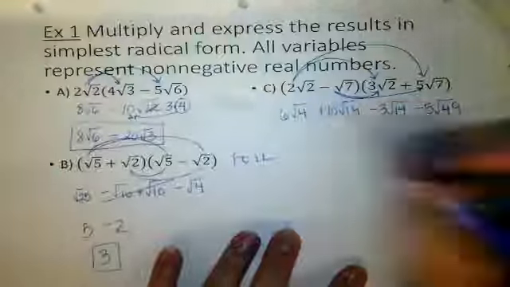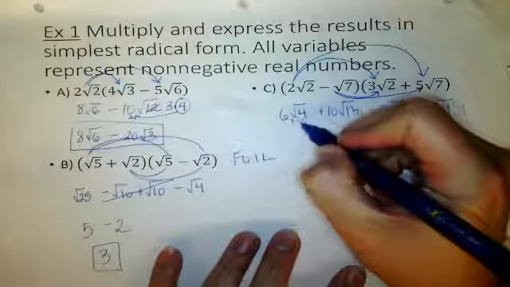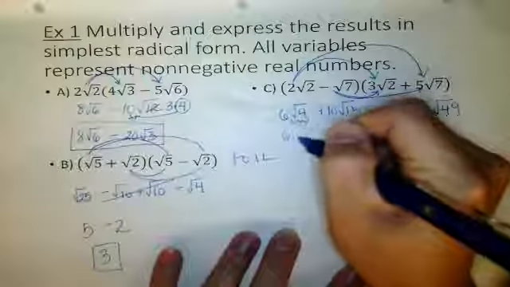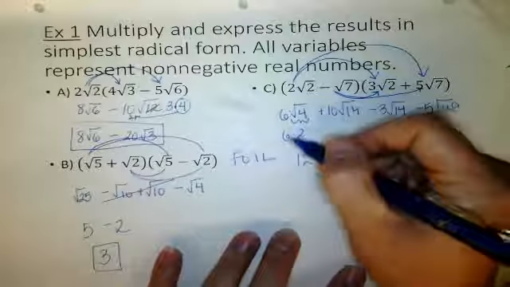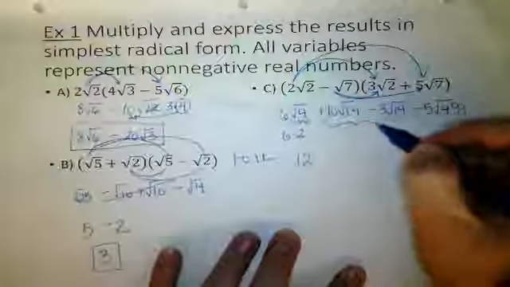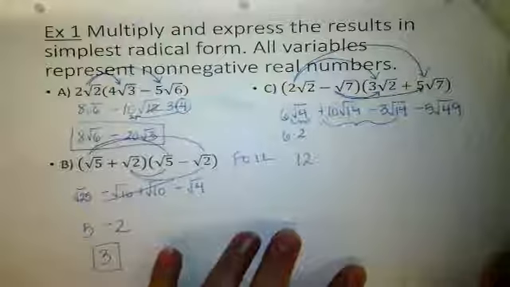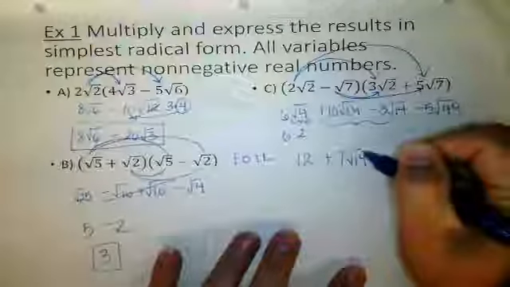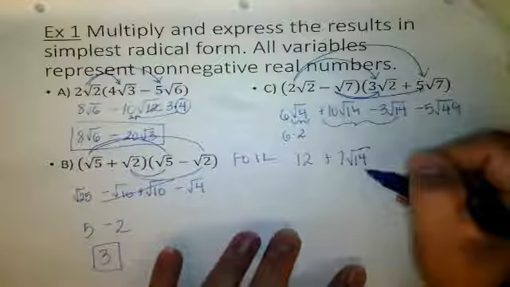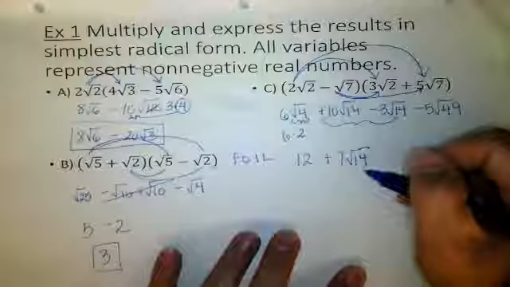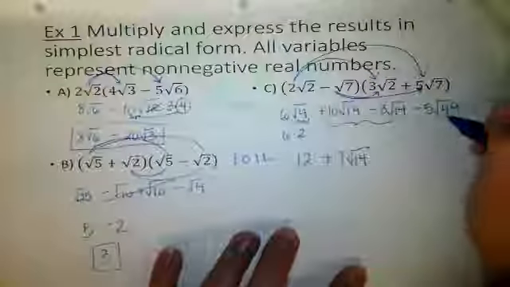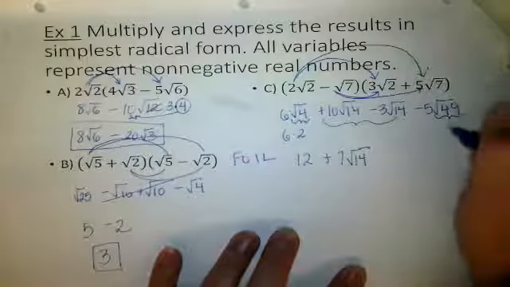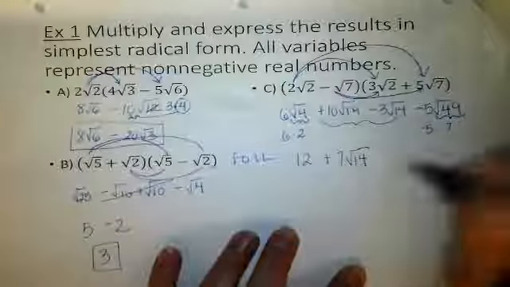Good. What happens with 6 times the square root of 4? It becomes 12. Square root of 4 is 2. 6 times 2 is 12. What happens with 10 radical 14 minus 3 radical 14? 7 radical 14s. Can I simplify radical 14 at all? No. 7 times 2, no pairs in there. Doesn't simplify. And then tell me about negative 5 radical 49. It becomes negative 5 times 7, which is negative 35.